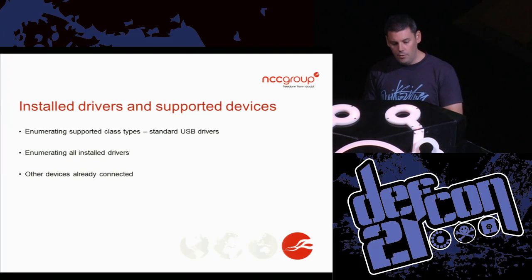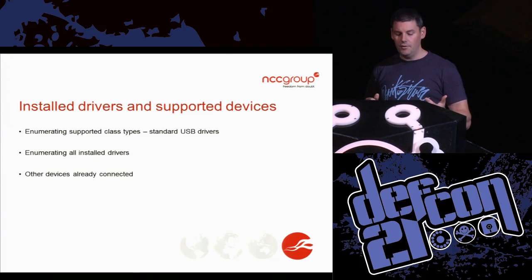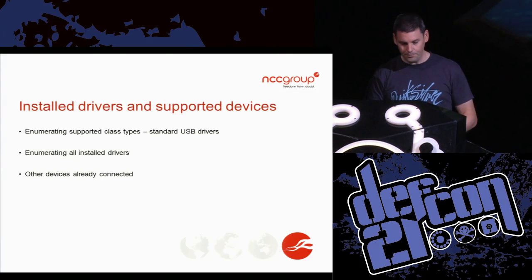So we want to be able to identify what the different class types are that are supported. So kind of standard USB drivers. Most OSs come with a driver for HID, so keyboard. You can plug a keyboard in. Also mass storage device. We also want to enumerate all the specifically installed drivers. And if there are any other devices that are already connected, going back to the embedded system type situation, you may well have a black box that might have a HSPA modem inside that's connected via USB internally. So if you can identify any of those devices, that would be pretty cool.